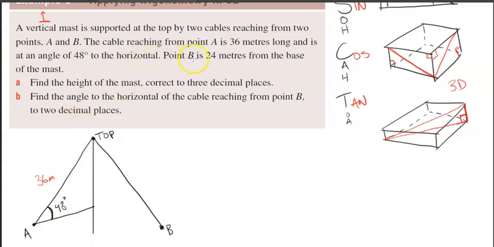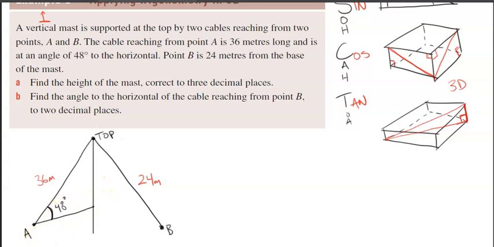And then point B is 24 meters from the base of the mast. So we know that this length here is a bit of a shorter length. I drew it longer, so obviously this is not to scale. But point B is 24 meters from the base of the mast. So we've got 2 different lengths, 36 and 24, and we've been provided with 1 angle.